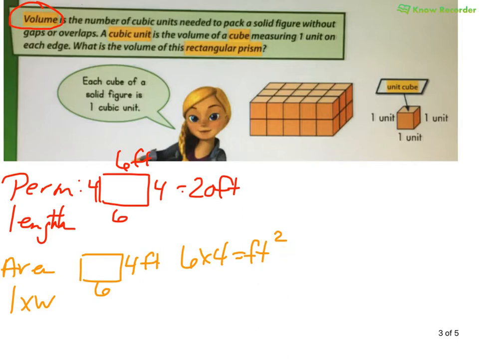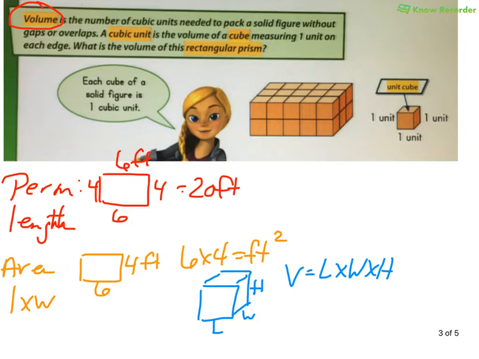Now, we're going to be talking about volume, which is the space something takes up. All right, it's not just a flat object anymore. Now we're talking about a 3-dimensional shape because we're going to have a length, a width, and a height. And volume is length times width times height. And if you notice, this has 1, 2, 3 dimensions. So whenever I write my answer, say these are in feet, it's going to be in cubic units because it's the 3rd dimension.